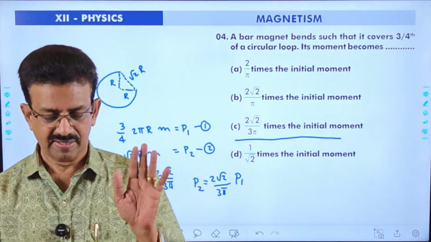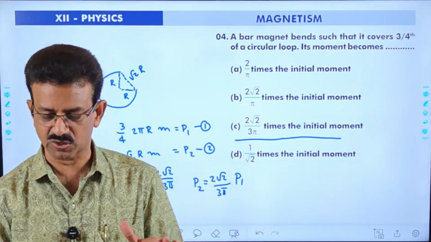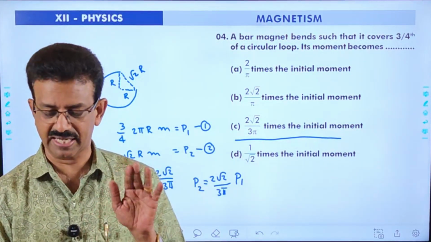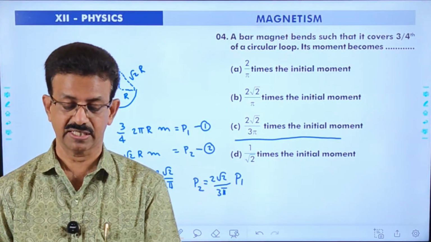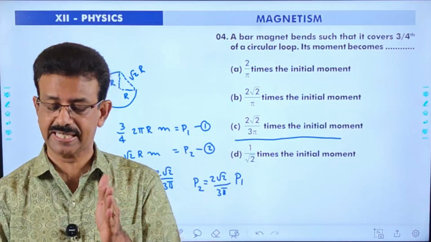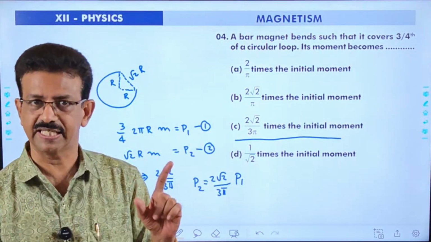Once again, I'll repeat. The first choice is 2 by pi times the initial moment. That's wrong. Second choice is 2 root 2 by pi times the initial moment. That's also wrong. Third choice is 2 root 2 by 3 pi times the initial moment. That's the correct answer. The correct answer is C.